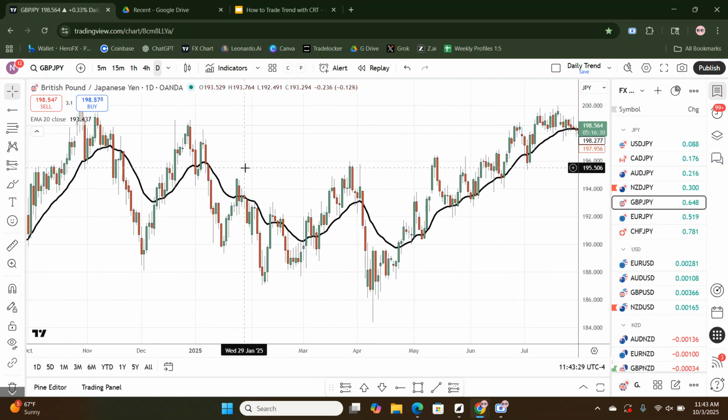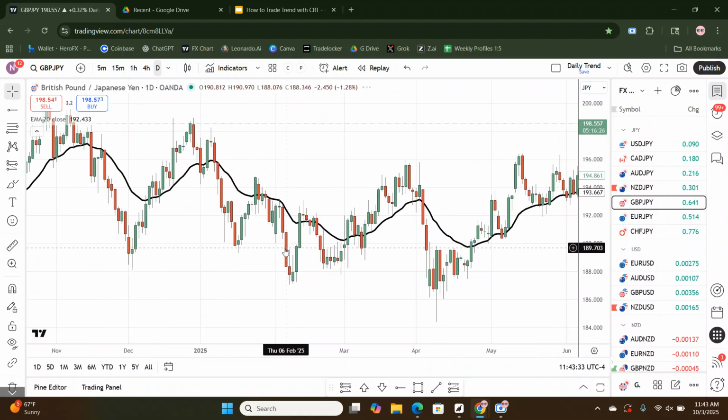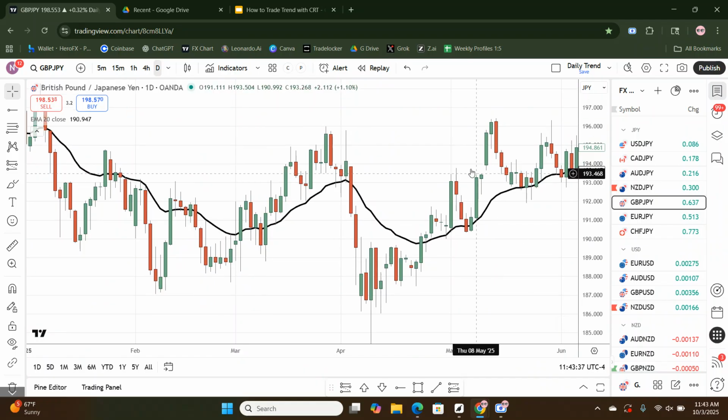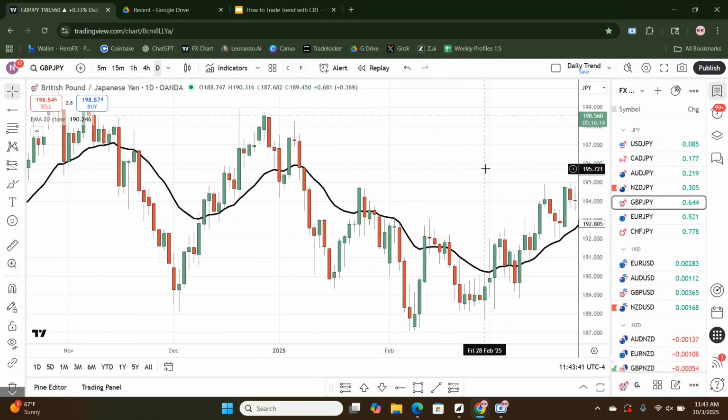So let's see. I'm just going to do one now because I don't want this video to be too long. So the first one I see is what I'll take. Remember, we're looking for CRT price action above or below the baseline. So the 20 EMA in this case is our baseline. See, this is a short candle range theory, but it's above the baseline.